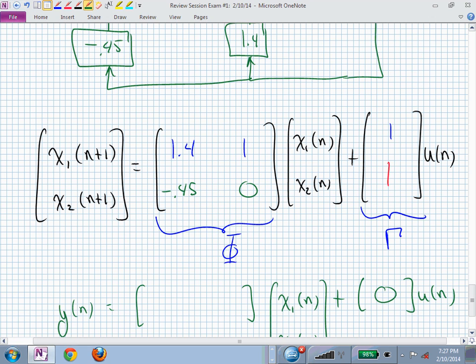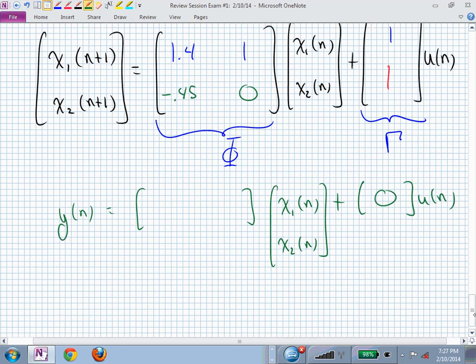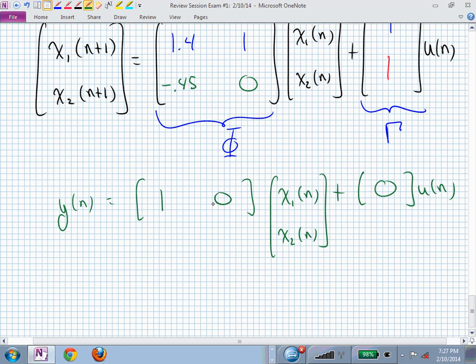And what's my H matrix? It only has to pick off x sub 1. And now in the notation that I had before, I think I called that H, and this was J.